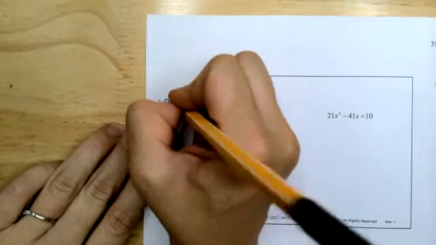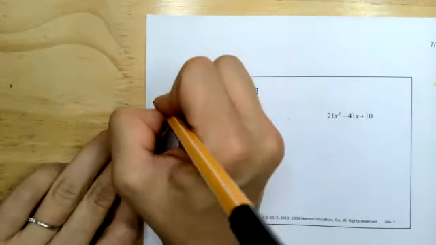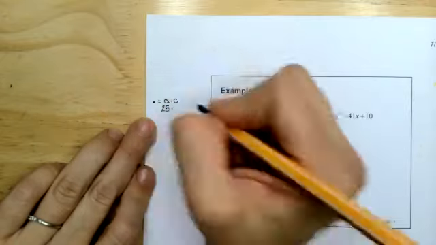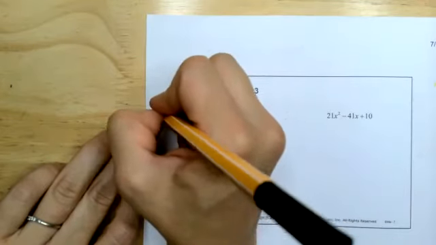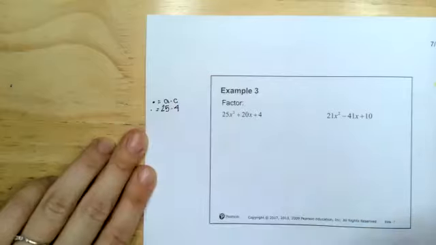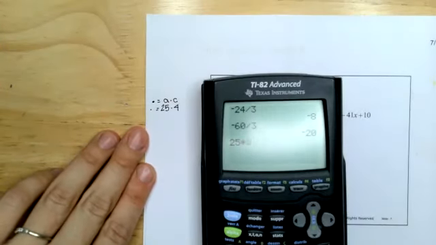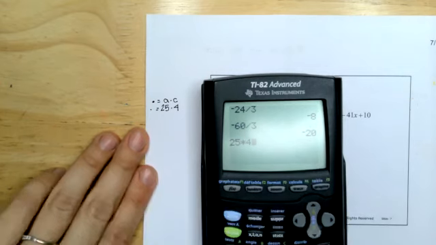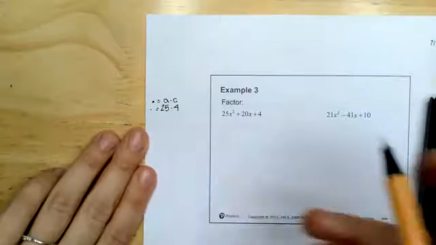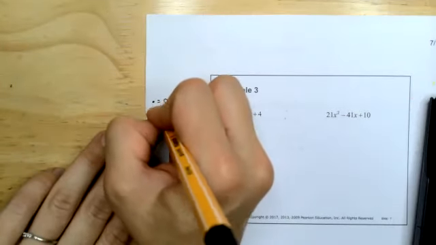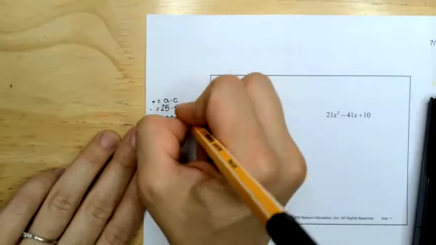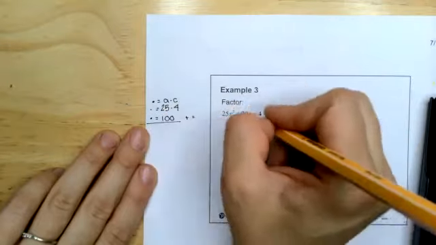a times c, right? What is a? A is 25. Times, what is c? 4. We want it to multiply to equal 25 times 4. What is 25 times 4? Think about it. 25 is a quarter. What does 4 quarters give you? 100 cents or $1. So we want it to multiply to equal 100. And we want it to add to equal 20.